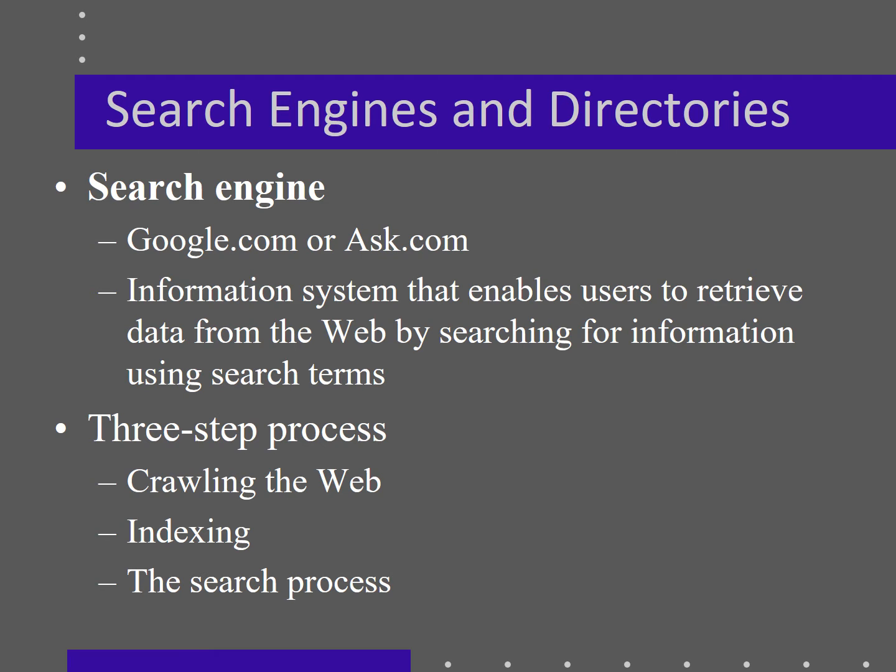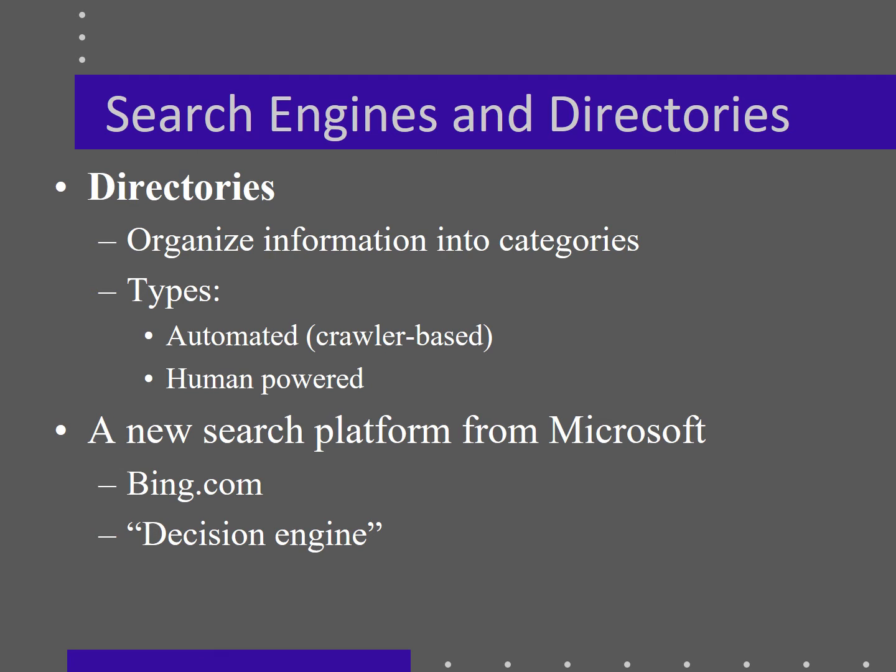The searching process is a three-step process. Number one is crawling the web, number two is indexing, and number three is the search process. Then we have directories. Directories store the information into categories. Then we have automated directories and human powered directories. Recently, a new search platform from Microsoft has been launched, which is known as Bing.com and Decision Engine.